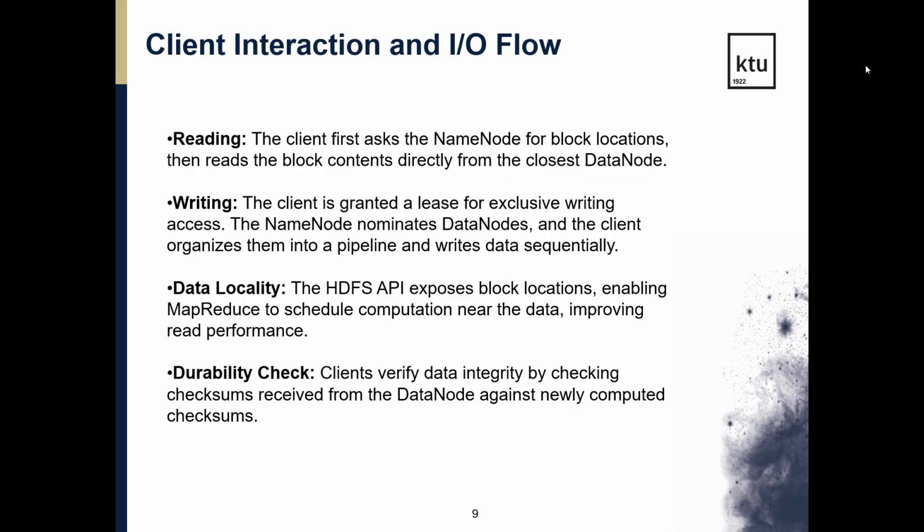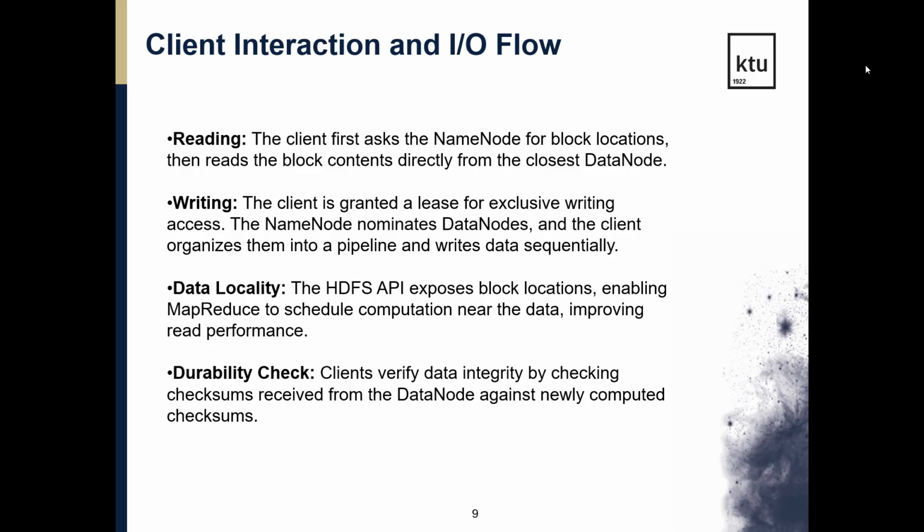Writing. The client is granted a lease for exclusive writing access. The name node nominates data nodes and the client organizes them into a pipeline and writes data sequentially. So what happens here is the client gets the data block which we need to write from the name node, and we use that to form a sequential pipeline so that we write everything we need to in the data nodes.